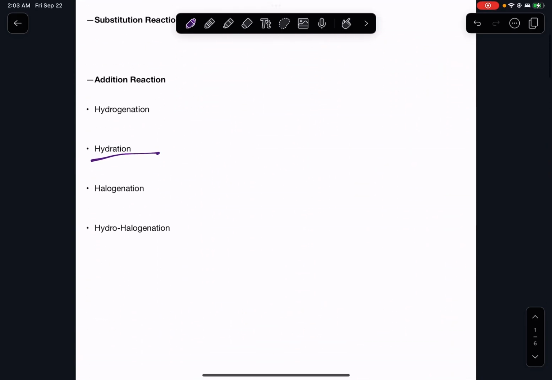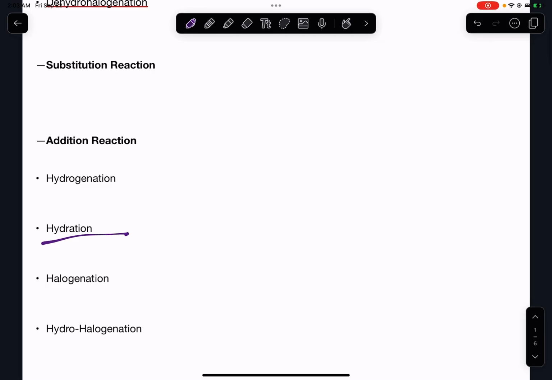Next, moving on, we have the addition reaction. The word addition basically means adding upon each other. A proper definition of an addition reaction is a reaction in which one molecule combines with another to form a larger molecule with no other products. First, we can talk about hydrogenation. I have an example right here.